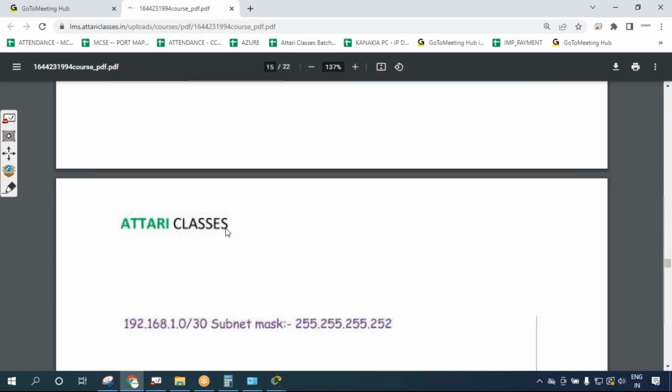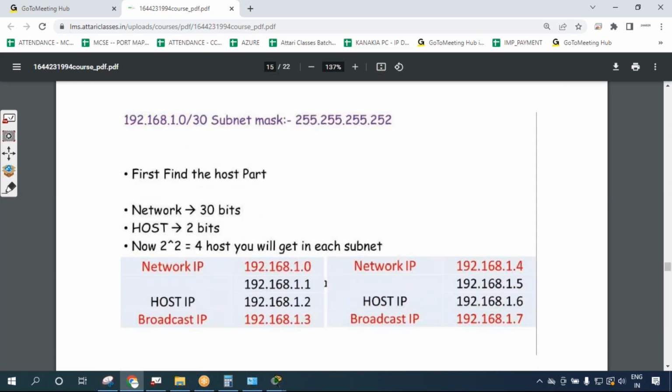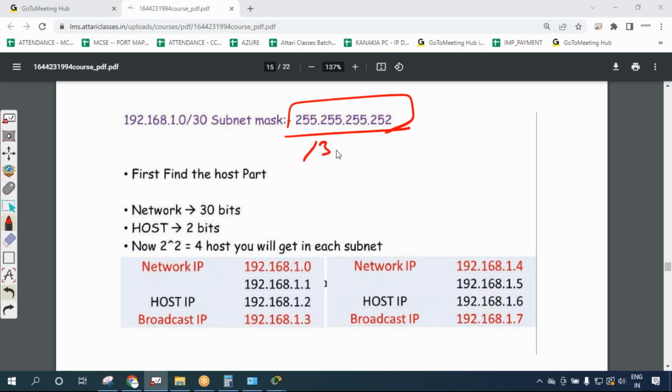Now my dear friends, if I go to /30, then what is going to happen? If you see this subnet mask, 128, 192, 224, 240, 248, 252, that is 25, 26, 27, 28, 29, 30. /30 means 30 bits on the network side, 2 bits on the host side. 2 raised to 1 is 2, 2 raised to 2 is 4, so 4 IPs, that means 0 to 3. This goes to the network, this goes to the broadcast, and only 2 usable IP addresses are there. Getting the point? In each subnet you will have 4 IPs, but only 2 usable IP addresses.